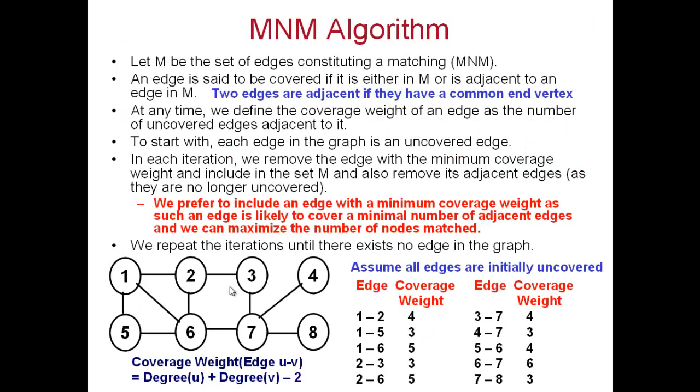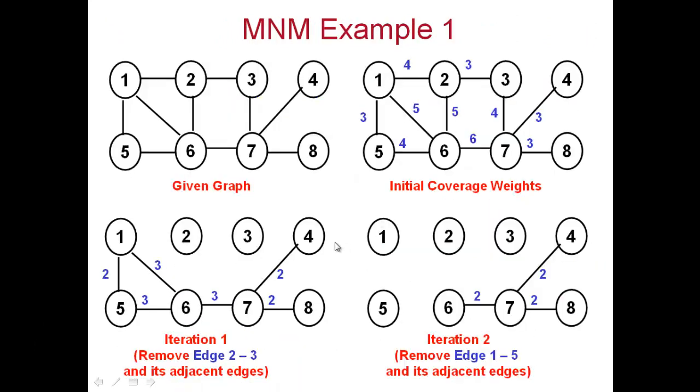Given this graph, we have here the coverage weights of the edges, and now we pick the edge with the lowest coverage weight, which is 3. There are a lot of edges with a coverage weight of 3, so which edge should we pick? There's no particular rule, we can break the tie in any order we want. So let us say I pick the edge 2, 3. You could pick some other edge with coverage weight 3 also and proceed. I pick this edge 2, 3 to be part of my maximal node matching.